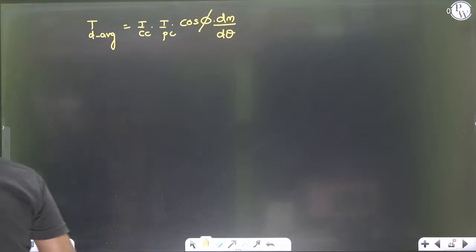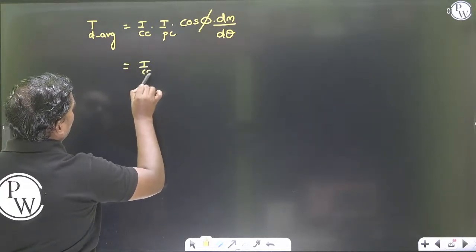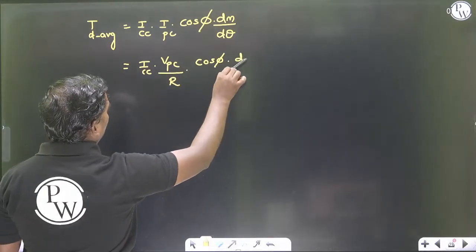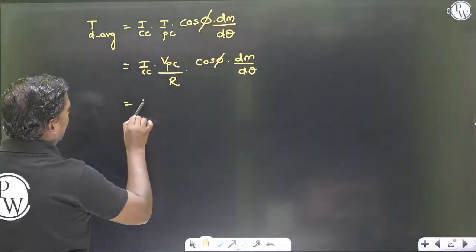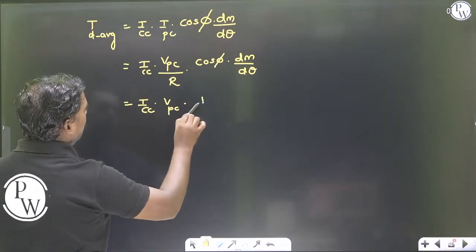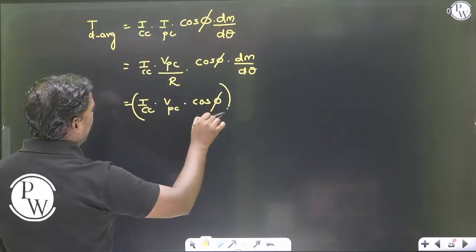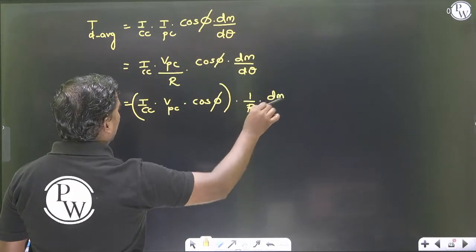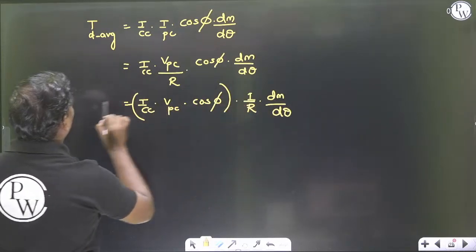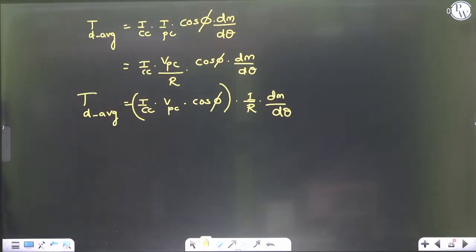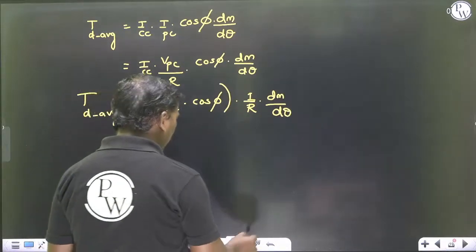See here. This one I can write as I_CC V_PC by the resistance of the pressure coil, cos phi, dM by d theta. So we got the power formula: 1 by R dM by d theta. This is our average torque, which is nothing but our average power. Is it clear? So this is the deflection torque.